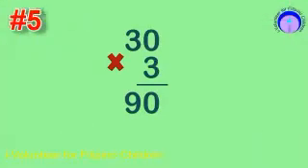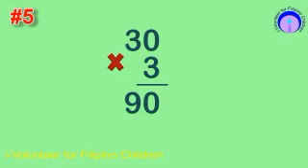Item number 5. Kindly read the sentence twice. 30 times 3 is equal to 90. Kindly read.